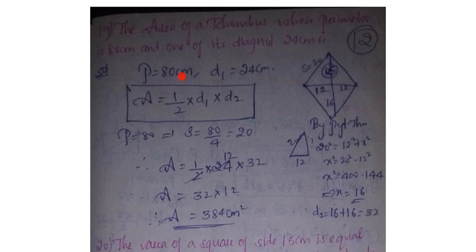So, perimeter I have written as 80 centimeters and D1. Only one diagonal they have given. The other diagonal we don't know. If I assume one as D1 and the other as D2, D1 I have written as 24 centimeters. The other one we don't know, D2.